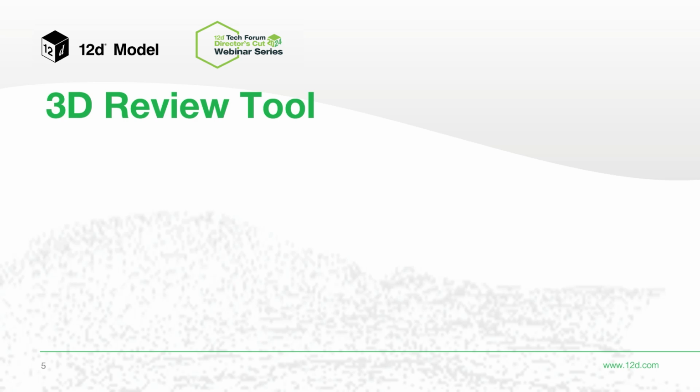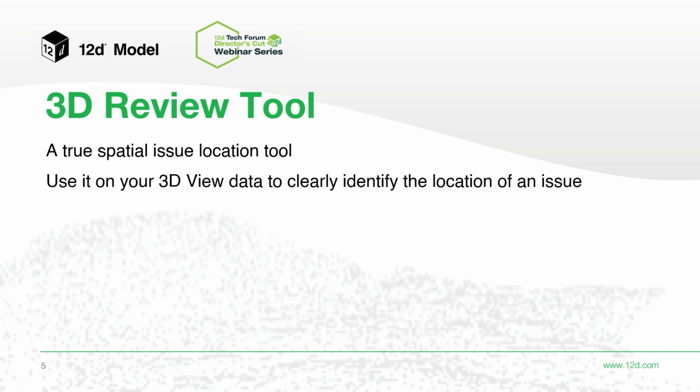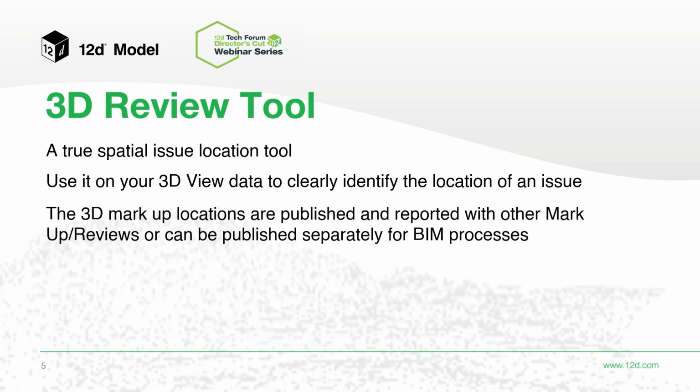And the third and final tool is the 3D review tool. This is a true spatial issue location tool, so you're going to get the X, Y and Z coordinates of where you've identified a potential problem within the data. You can use it on your 3D view data to clearly identify the location of an issue. And these 3D markup locations are published and reported with other markup reviews, or they can be published separately for BIM processes. Finally, use it in conjunction with 3D view favorites in this stage.